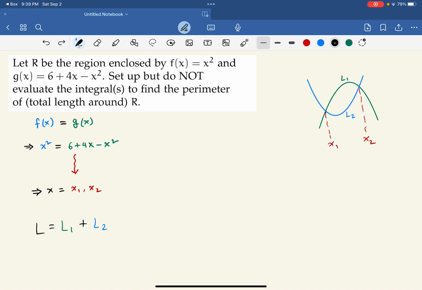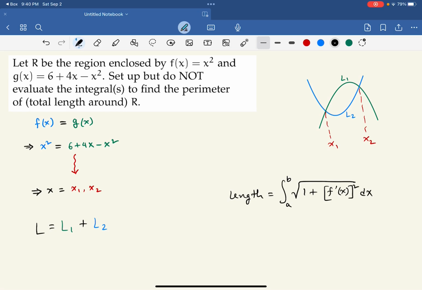Now let's revisit the formula of arc length. If we are given an explicit function f of x, the length of the function is given by length equal integration from points a to b square root 1 plus the first derivative of the function whole squared, dx.